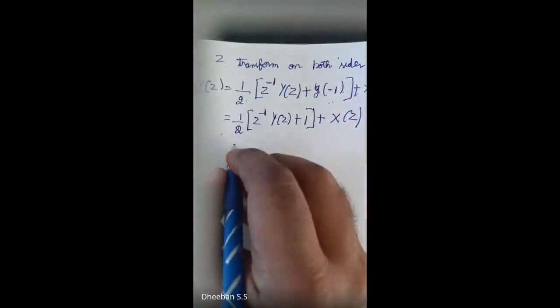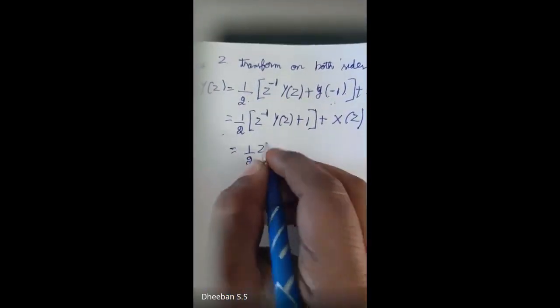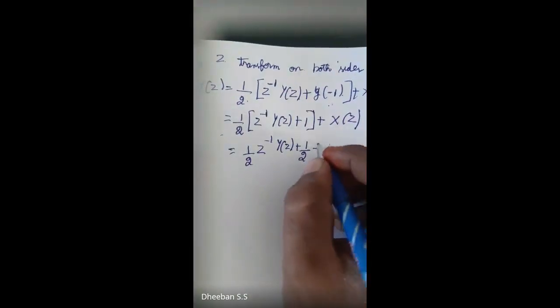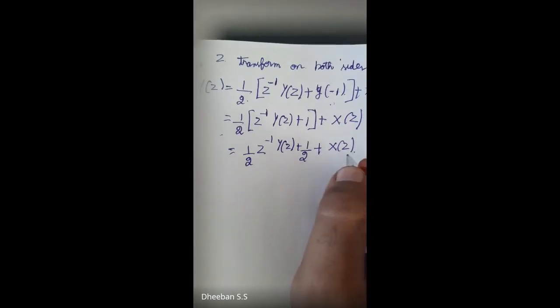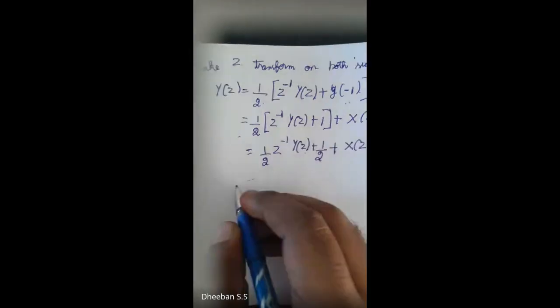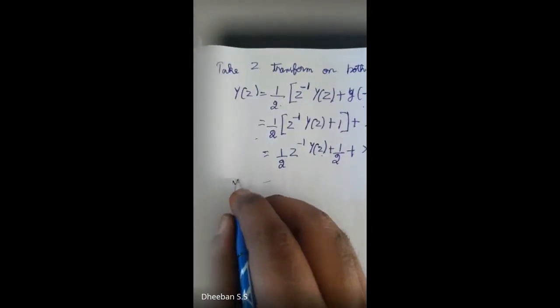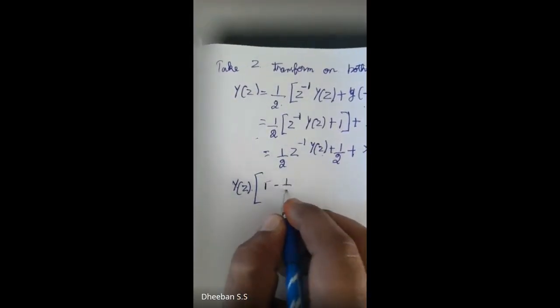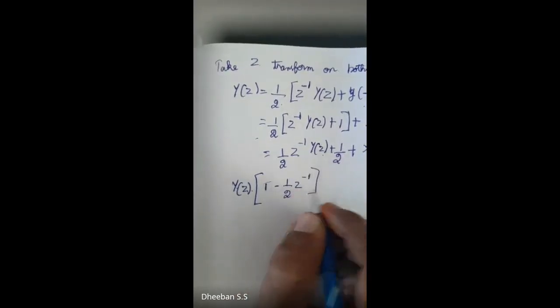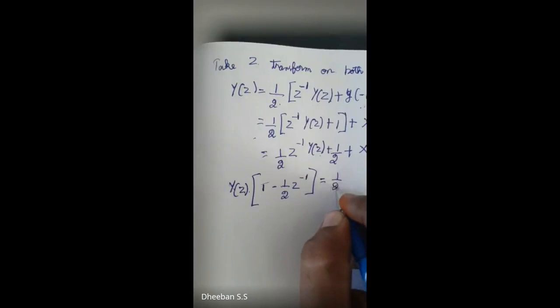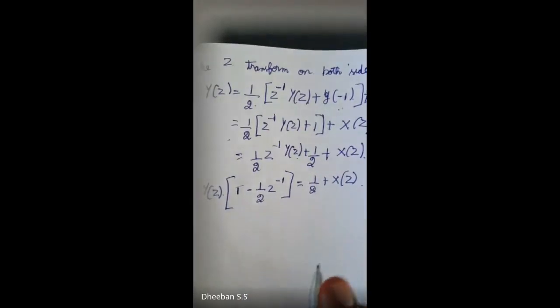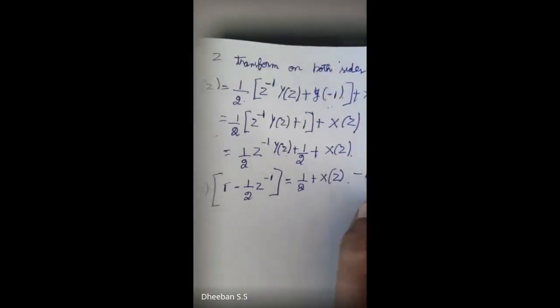Multiply your 1 by 2 inside, you will be getting 1 by 2 z power minus 1 y of z plus 1 by 2 plus x of z, okay. So from this what you can do, you can bring your y of z to the other side. So you will be getting y of z, and then you will be taking it common out. So 1 minus 1 by 2 into z power minus 1, okay. It will be equal to 1 by 2 plus x of z will be on this side, okay. So after this you keep it as one step, so make it equation 1.